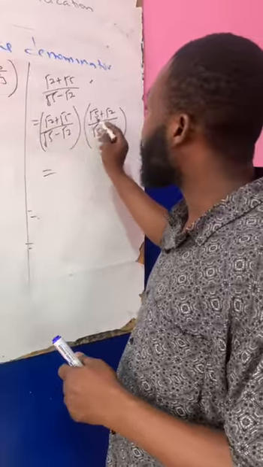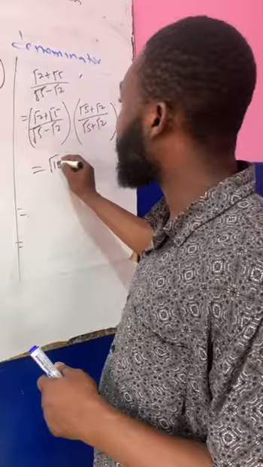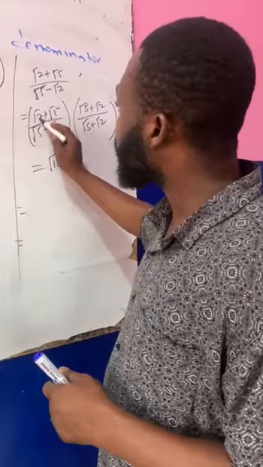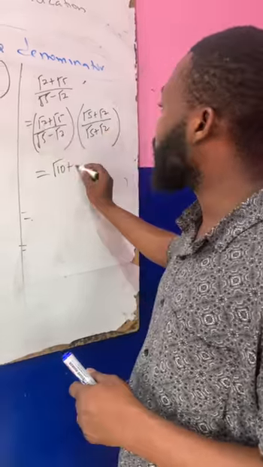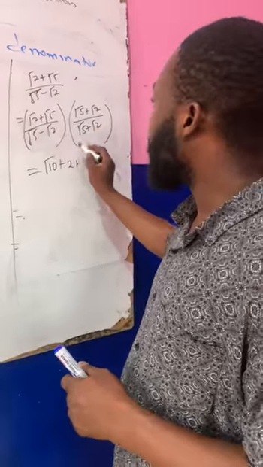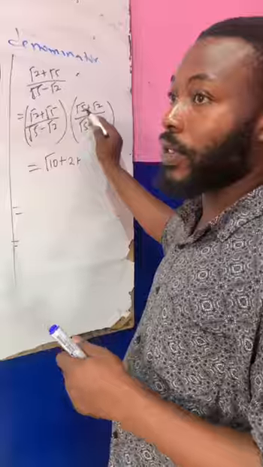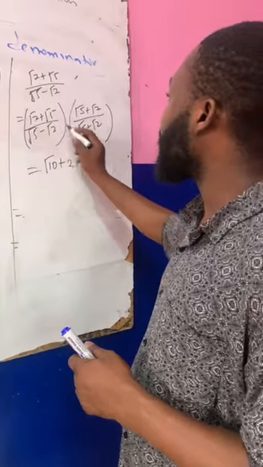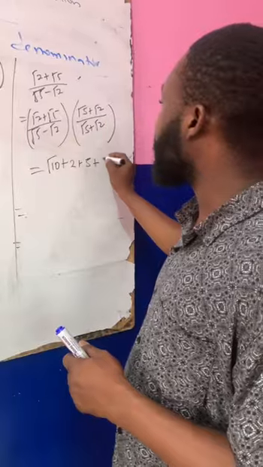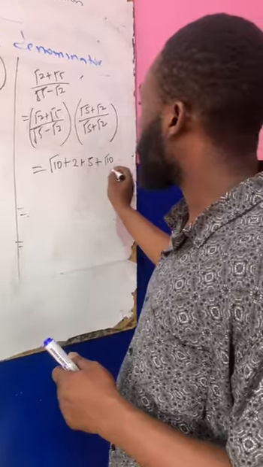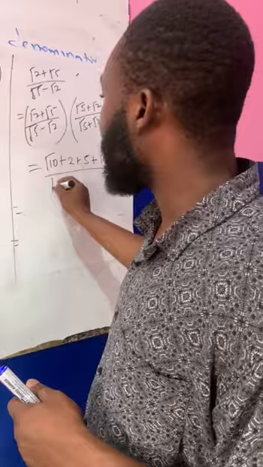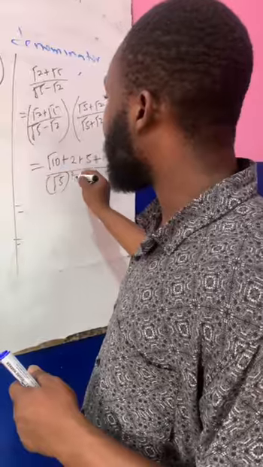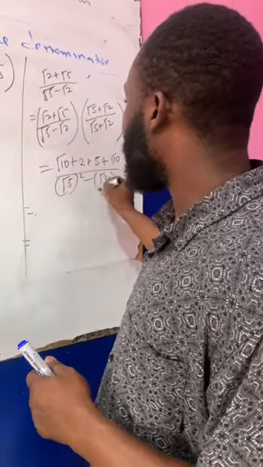So root 2 times root 5 is going to give us root 10, plus root 2 times root 2 is root 4, which is 2, plus root 5 times root 5, that's root 25, which is 5, plus root 5 times root 2 gives us root 10. All over difference of 2 squares. So we have root 5 squared minus root 2 squared.